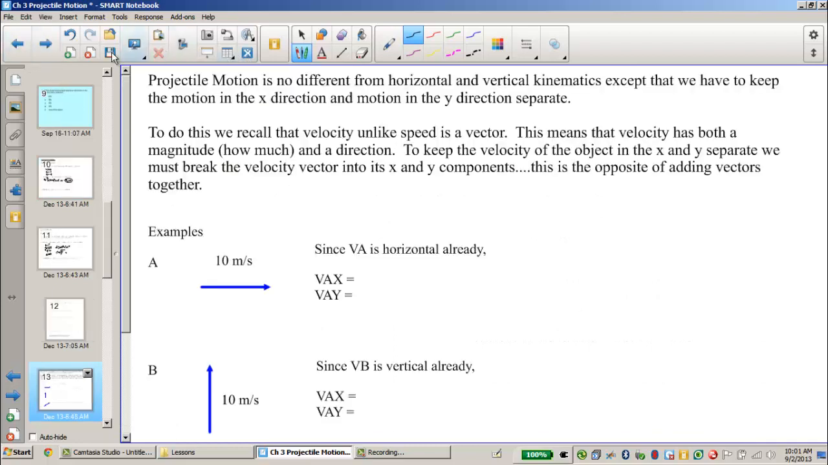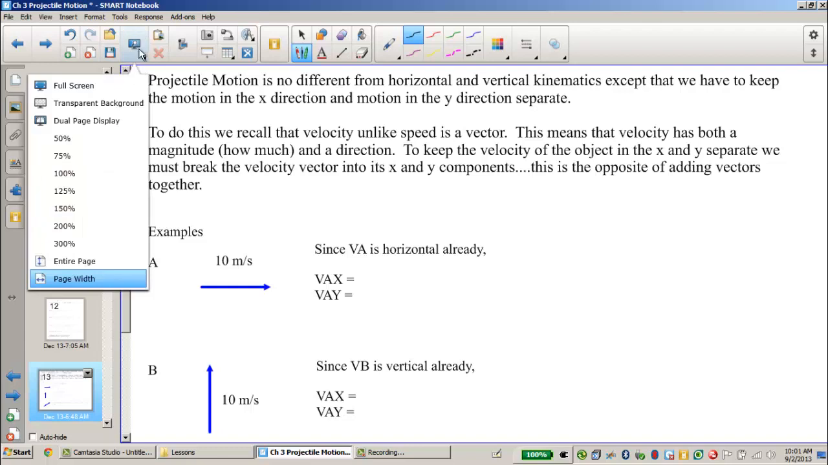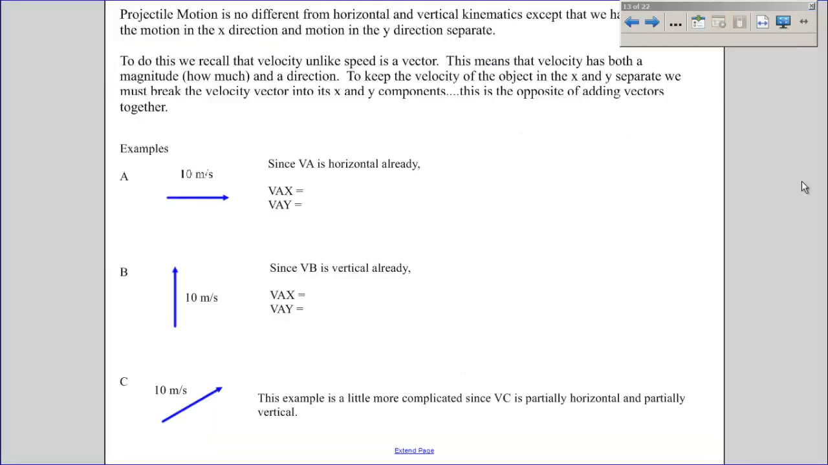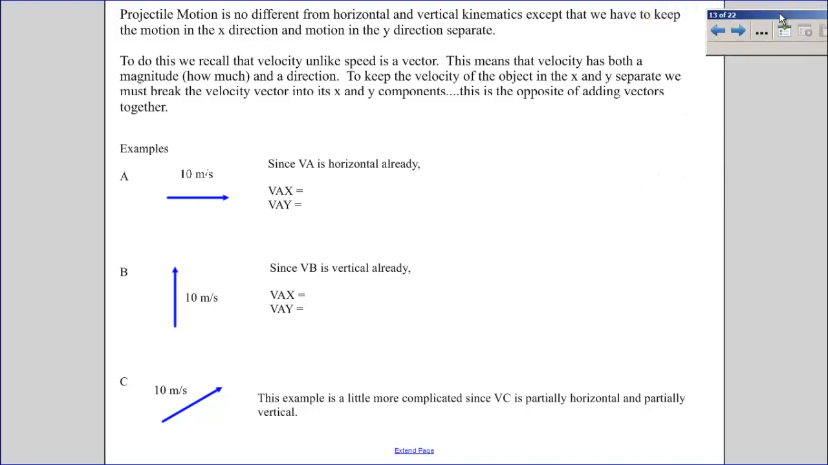The key thing in here, and I'll go back to full screen now. Hopefully I'll get my face off the screen. The key thing here is that it's all about components. Projectile motion is no different than horizontal and vertical kinematics, except we have to keep the motion, the x and the y, separate.